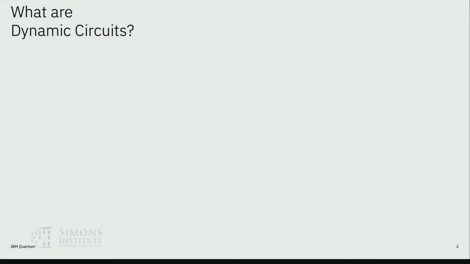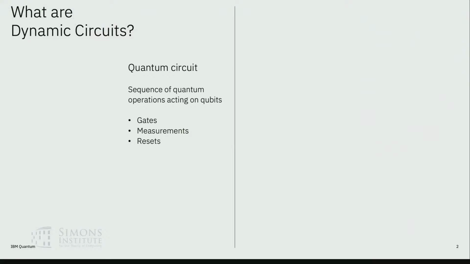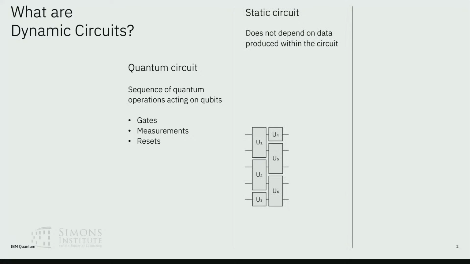A quantum circuit is a sequence of quantum operations such as gates, measurements, and resets, acting on qubits. In a static circuit, these operations do not depend on the data produced within the circuit. So typically you might have some unitary gates and then a final measurement, and that's it.